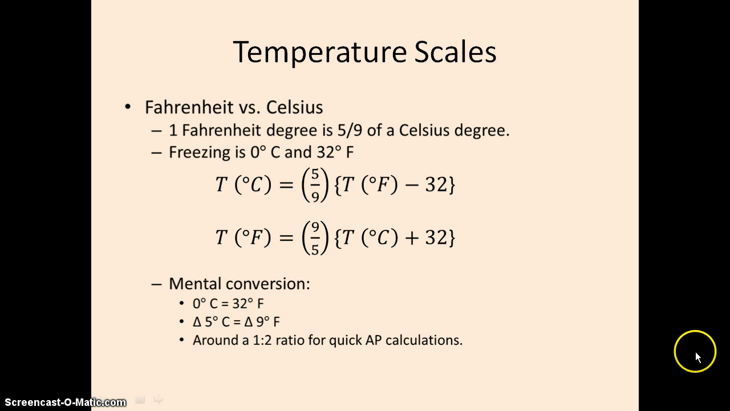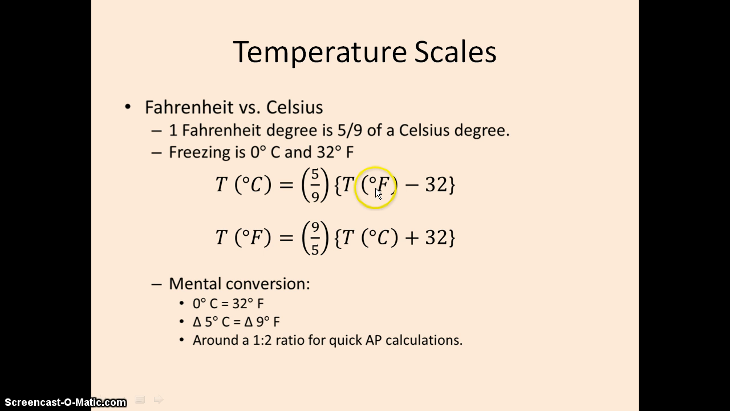1 Fahrenheit degree is 5/9 of a Celsius degree. That means that a Celsius degree is a larger amount than a Fahrenheit degree. A change of 1 degree Celsius is a bigger change in temperature than a change of 1 degree Fahrenheit. Also, freezing temperature of water is 0 degrees Celsius, which corresponds to 32 degrees Fahrenheit. Using those two facts, we can write one equation that lets us convert from Fahrenheit to Celsius.